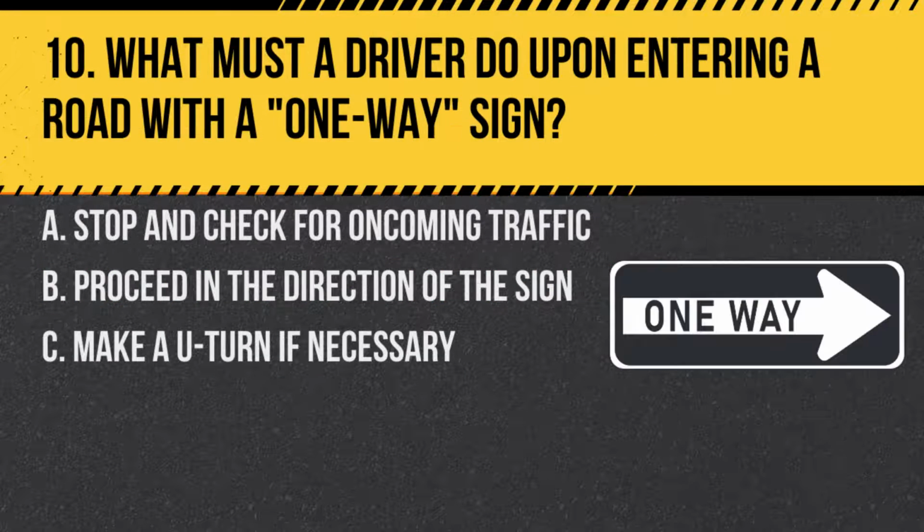Question 10. What must a driver do upon entering a road with a one-way? A. Stop and check for oncoming traffic. B. Proceed in the direction of the sign. C. Make a U-turn if necessary. Answer B. Proceed in the direction of the sign. Drivers must follow the direction indicated by a one-way sign and proceed accordingly.